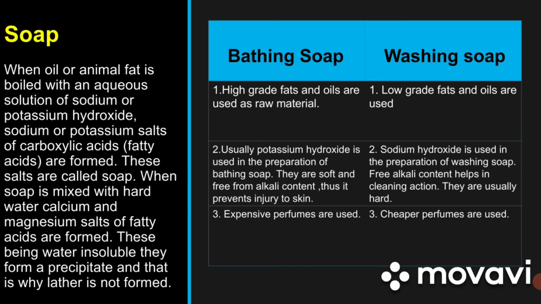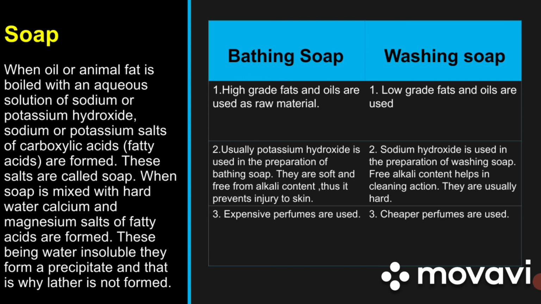The difference between bathing soap and washing soap. In bathing soap, high-grade fats and oils are used as raw material. In washing soap, low-grade fats and oils are used. In bathing soap, usually potassium hydroxide is used in its preparation. They are soft and free from alkali content, thus it prevents injury to skin.